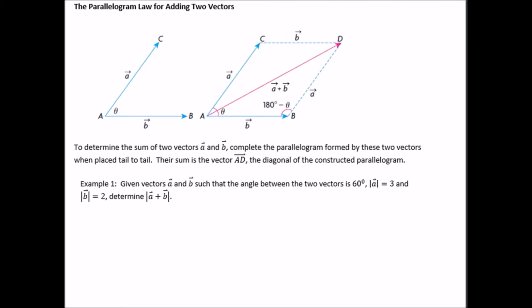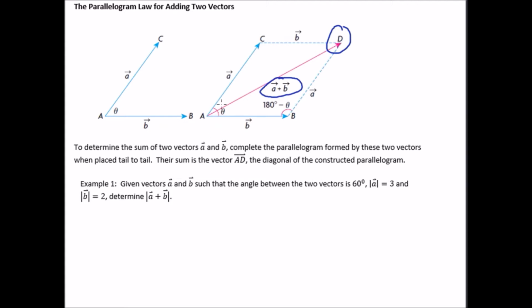We talked about this and I explained it, but here's formally the parallelogram law for adding two vectors. To determine the sum of two vectors, vector A and vector B, complete the parallelogram formed by these two vectors when placed tail to tail. Their sum is vector AD, the diagonal of the constructed parallelogram. That's vector A plus vector B.